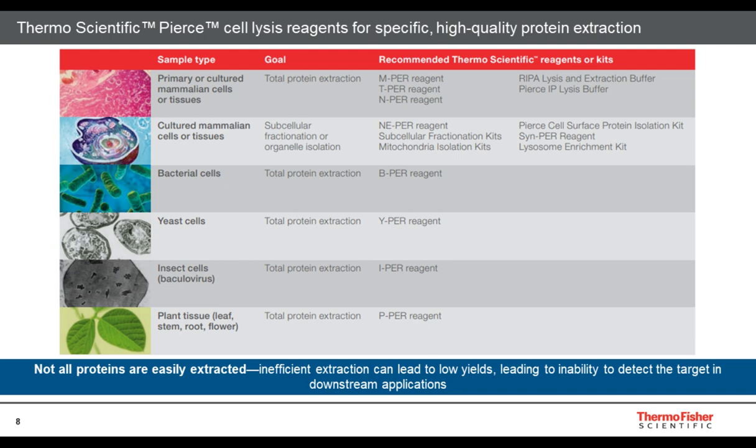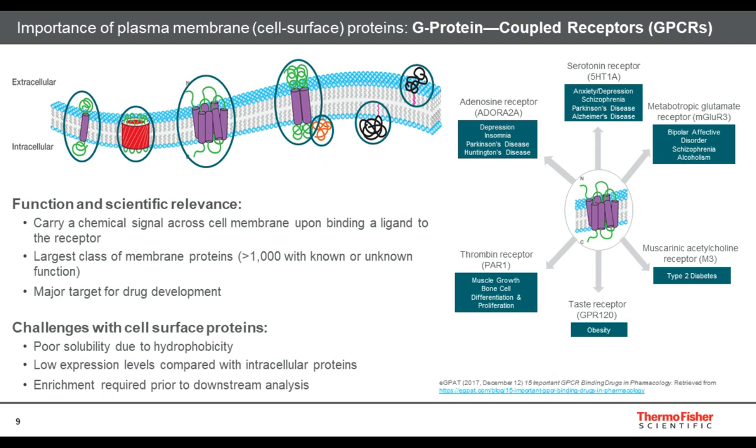While many of the reagents listed here can be used to better optimize extraction from the specific sample type and location, there are still several proteins that are not easily extracted. Inefficient extraction and low yield can present difficulties in detecting during the Western blot application.